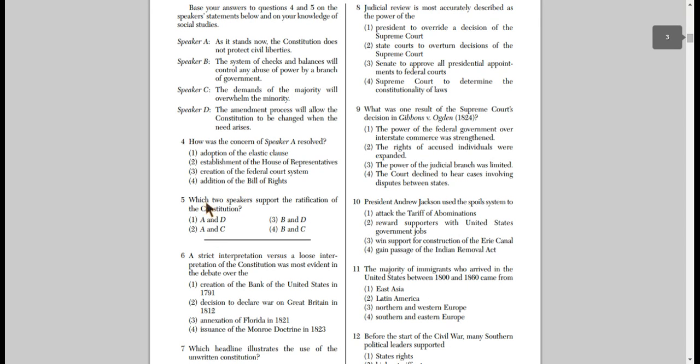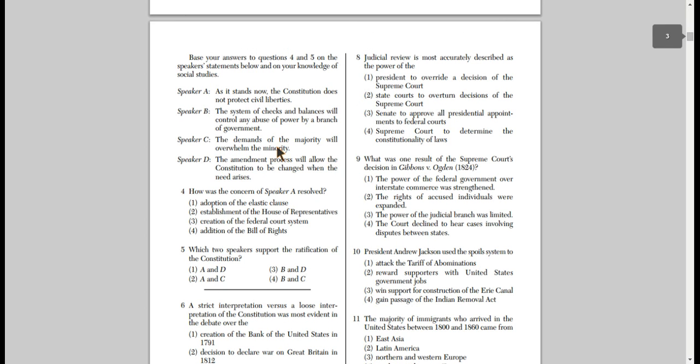All right, so now 5 says, which 2 speakers support the ratification of the Constitution? So now we need to find 2 speakers that would support ratifying the Constitution. A: as it stands now, the Constitution does not protect civil liberties. B: the system of checks and balances will control any abuse of power by a branch of government. C: the demands of the majority will overwhelm the minority. D: the amendment process will allow the Constitution to be changed when the need arises. All right, so why don't you go ahead and pause, choose your answer, and come back. All right, welcome back. So we're looking for 2.